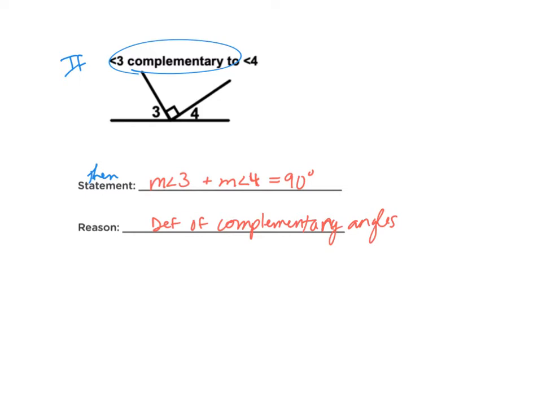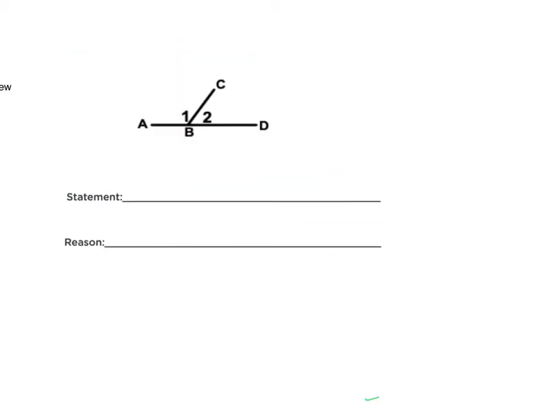And my definition of complementary angles, here's the big idea of deductive reasoning. The definition of complementary angles says it's true for any two angles that are complementary that their sum is 90 degrees. Therefore, in this particular case, since angle 3 and angle 4 are complementary, the measure of angle 3 plus the measure of angle 4 equals 90 degrees. Okay, most of you are okay with that one.